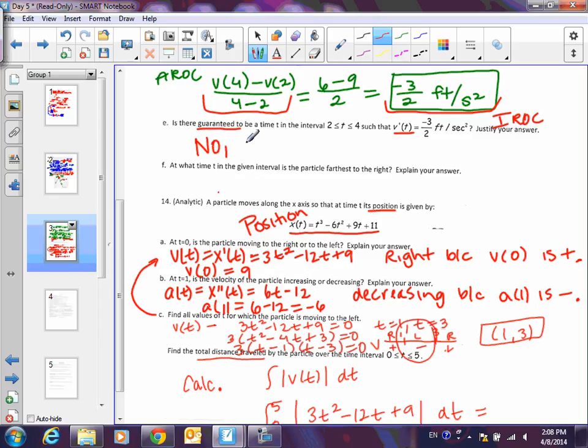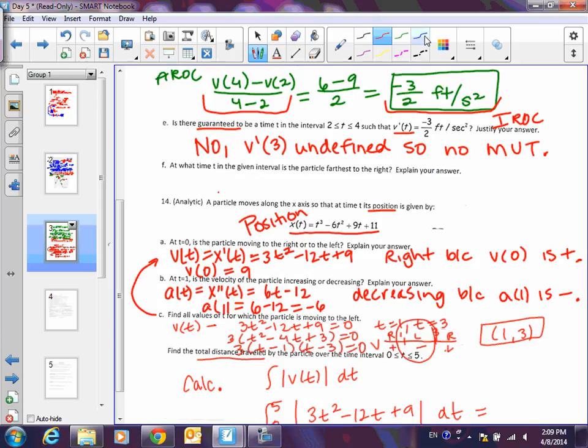There are different ways you could explain this. You can't use the mean value theorem, but you could say v prime of 3 is undefined. So I'm going to write, so no mean value theorem. That's the easiest way to explain it. You could list out, though, that the instantaneous rate of change does not have to equal the average rate of change because it's not differentiable.